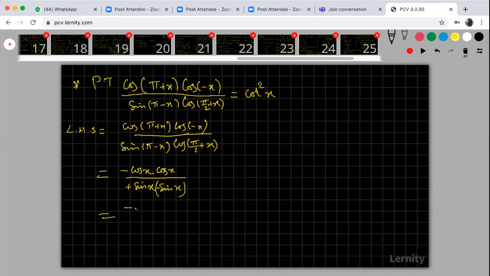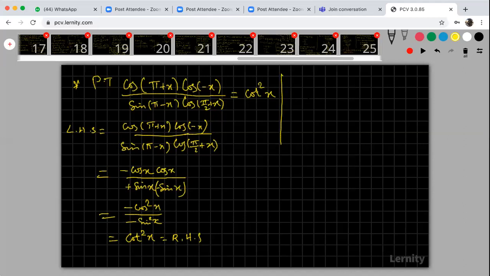So now look at that. This is minus cos square x, the denominator minus sine square x. Okay. Well, minus minus cancel. What about cos square by sine square? That is nothing but cos square x. This is my RHS. Okay.